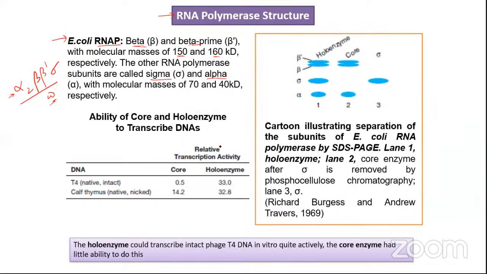Okay, so this was first done. That means isolation of all the subunits in order to understand the subunit composition of RNA polymerase, or stoichiometry of RNA polymerase. It was done by two gentlemen, Travers and Burgess, in 1969. Travers and Burgess together isolated all the E. coli RNA polymerase subunits using a very simple electrophoretic procedure called SDS PAGE.